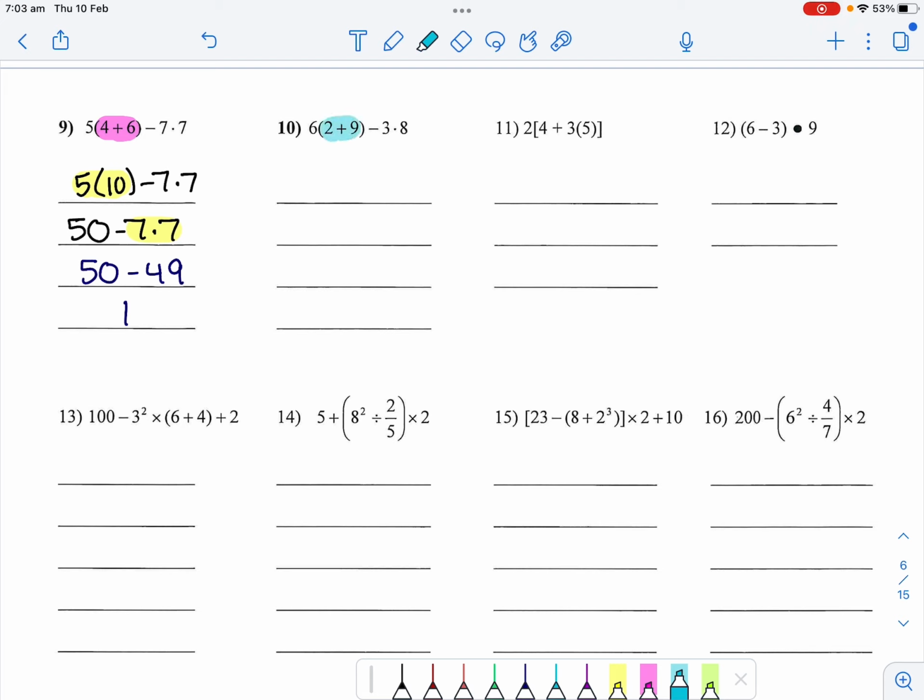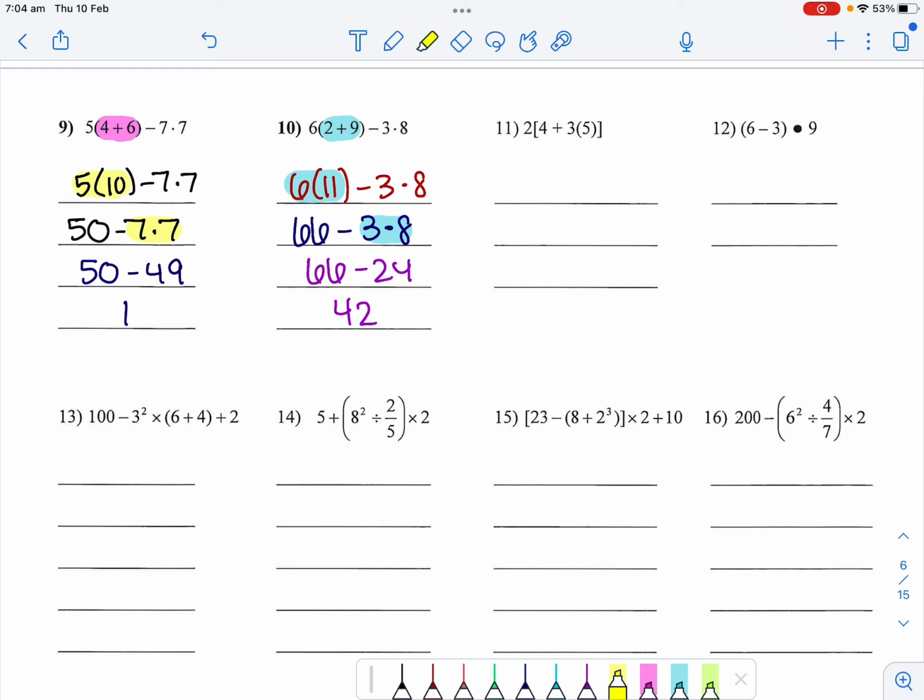Number 10, I'm going to start with my parentheses, so 2 plus 9 first. So 6 times 11 minus 3 times 8. And then from left to right, this multiplication comes first. So 66 minus 3 times 8. Then this multiplication, so 66 minus 24 is going to be 42.